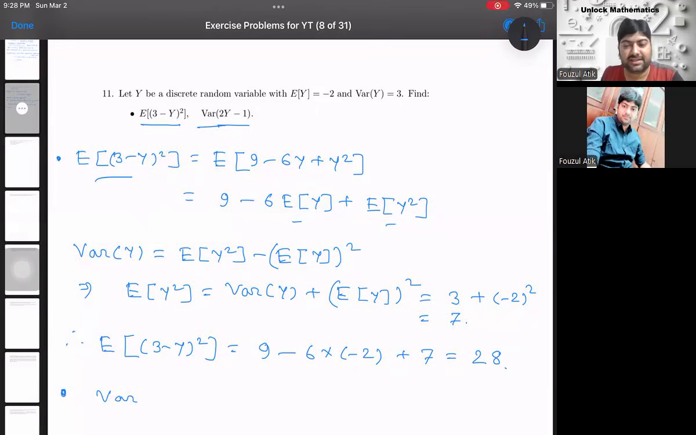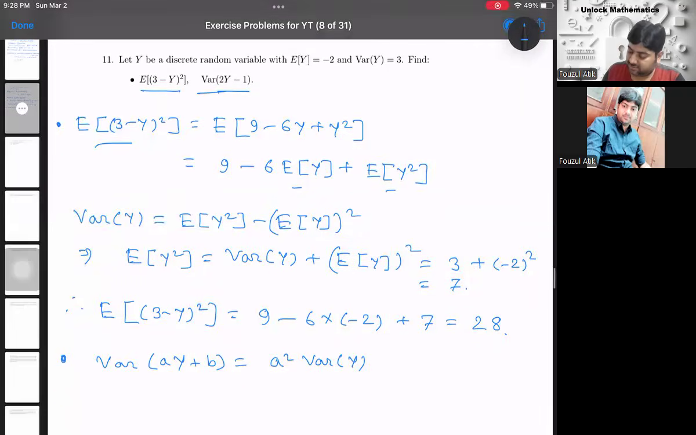Now regarding variance, we have another property of variance. We have seen that variance of ay plus b is equal to what? It is a square times variance of y. We all know this form, right? We have proved it in one of our theory class lectures. And in the case of variance, b does not have any role.